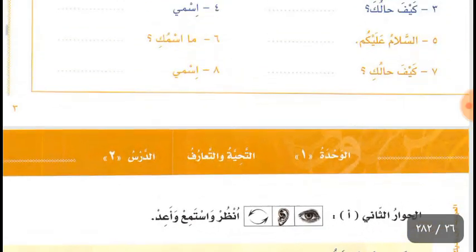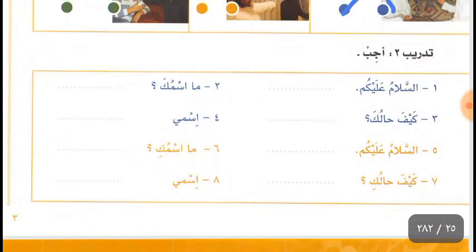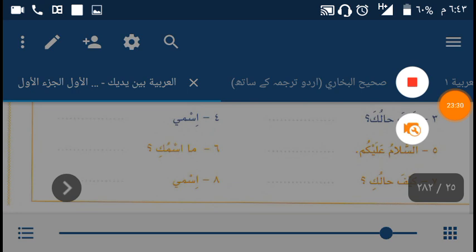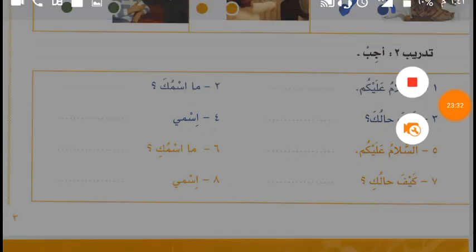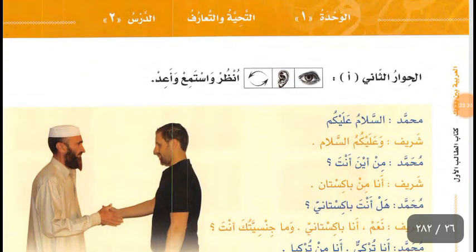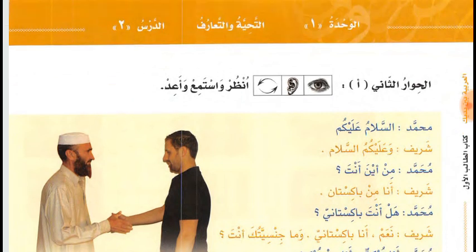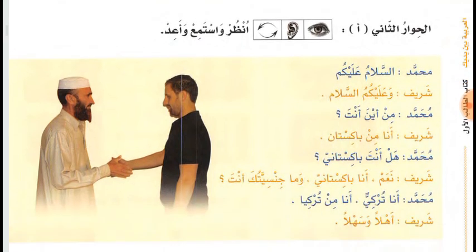So this is your first class on this book, and I think it will be better for you if I keep it short. On the next page we have the next lesson. I will just read it, and tomorrow we will read it again. This will make it a little easier for you.